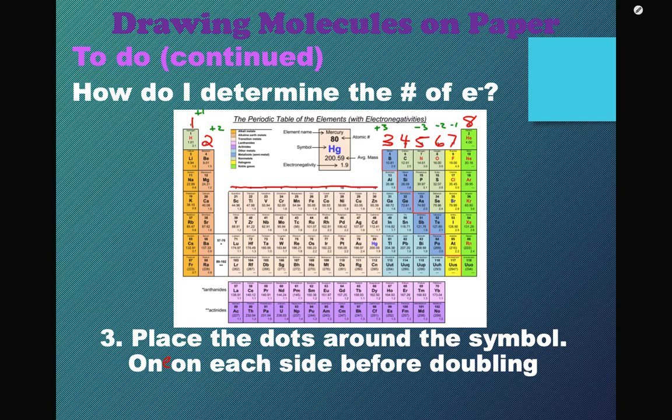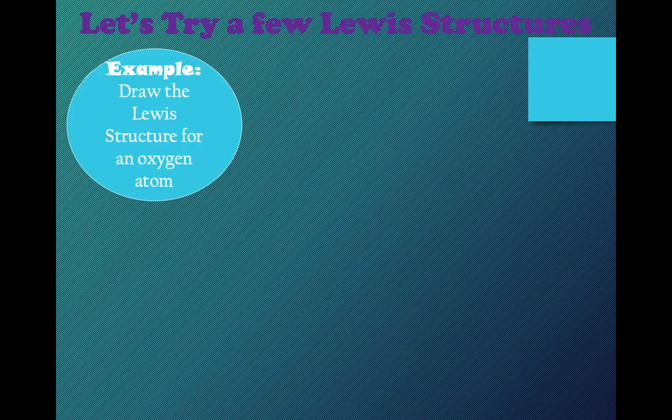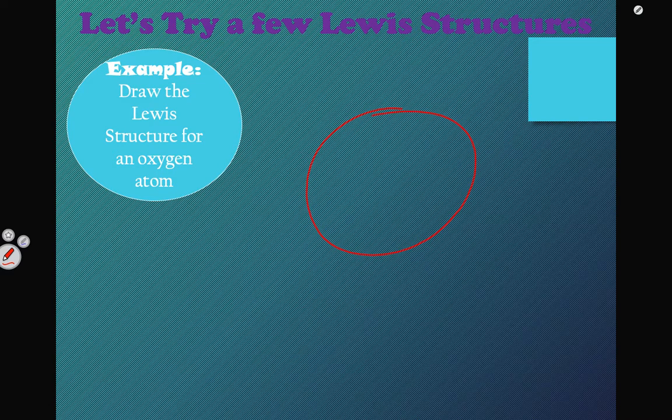So let's look at some examples. It's all pretty simple. So let's look at oxygen. Step number 1 is, what's the symbol for oxygen? Capital O. And then we look at what group oxygen is in. So you look on your periodic table, you find oxygen, and we find that oxygen is in group 6. And so that means it's going to have 6 electrons. What that means is that it's going to have 6 dots.